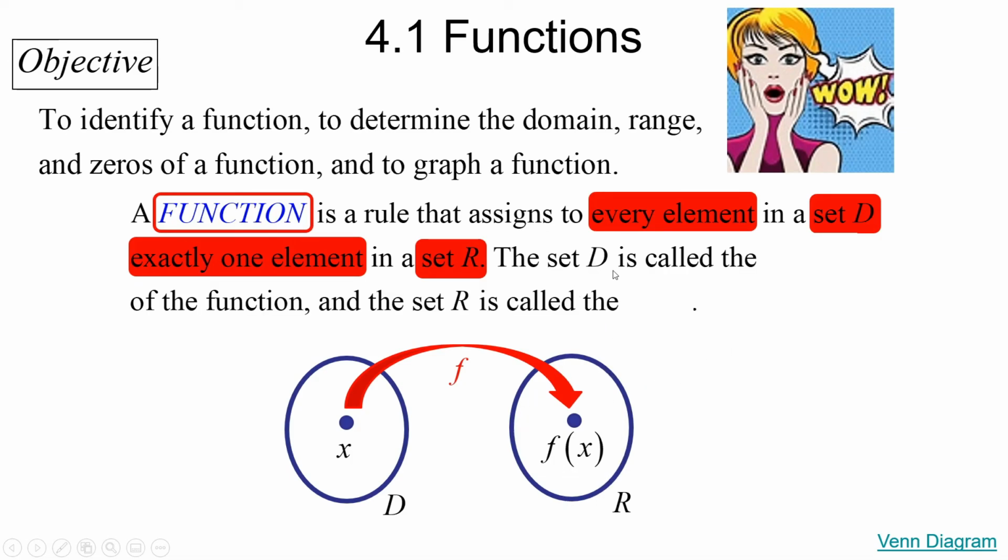Well, the set D is called the blank of the function, and I think you know D, domain of the function. The set R is called the R, that's the range. All right, so the set D would be all of my inputs of the function, and the set R would be all of my outputs. And that's the concept of function right there.